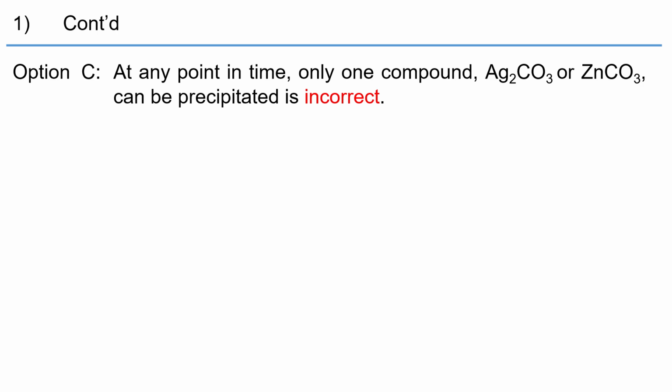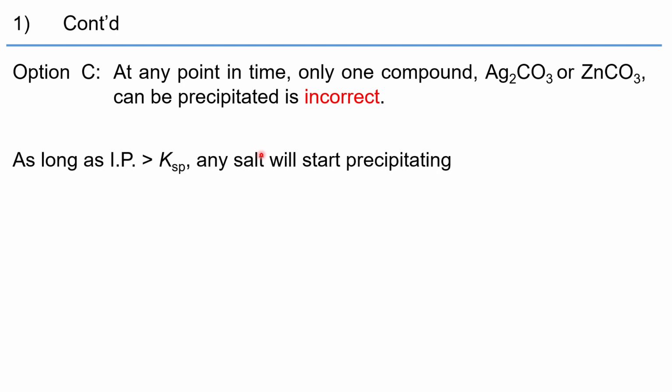Now, in option C, at any point in time, only one compound, either your silver carbonate or your zinc carbonate, can be precipitated. Now, this is incorrect. Why? Concept here: as long as your ionic product is greater than the KSP, the salt will start to precipitate. So, be it your silver or zinc carbonate, as long as their IP value is greater than their individual KSP value, they will start to precipitate.